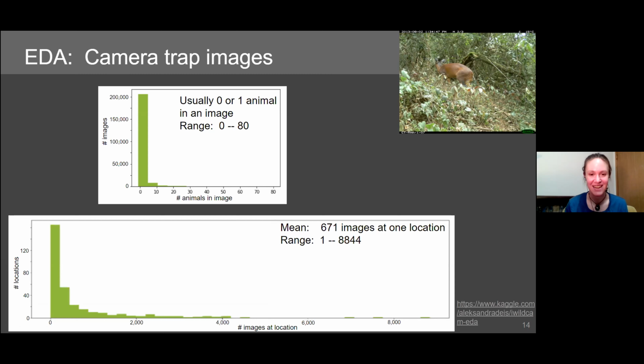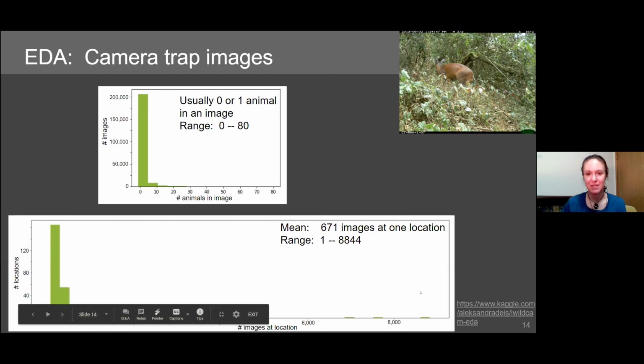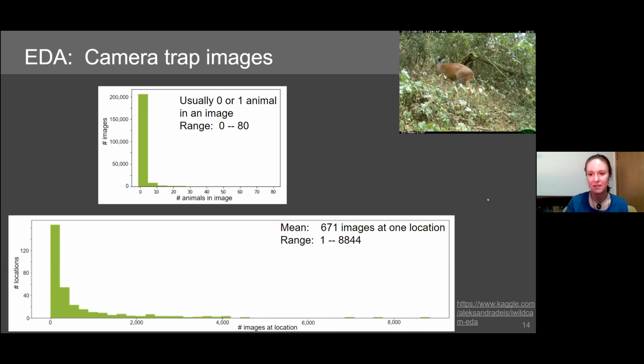Oh, yeah, sounds great. Okay, so the bottom graph, which I'm not going to point at, shows the number of images at a single location on the x-axis, and then the number of locations that had that number of images associated with them on the y-axis. So most locations only had a few images taken at them. There's this tall green bar here, and then a few locations had up to almost 9,000 images at them. Most locations had about 670 or so.